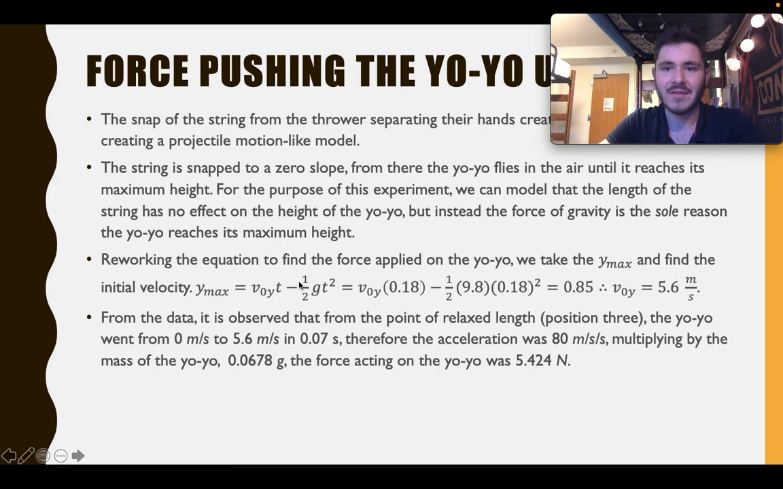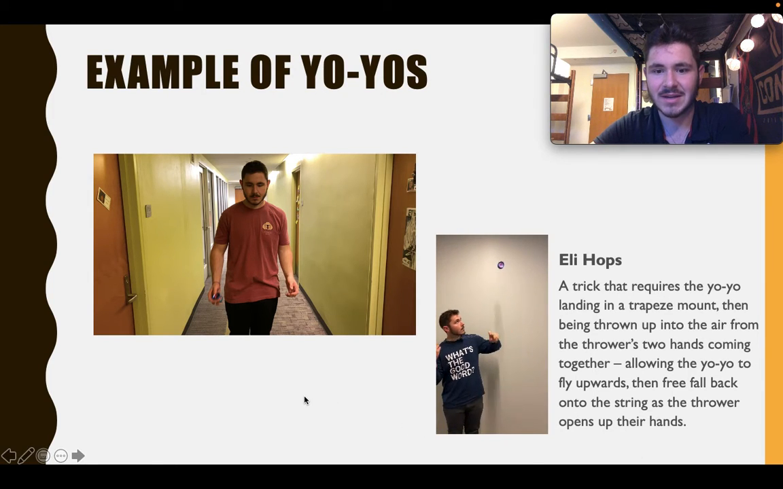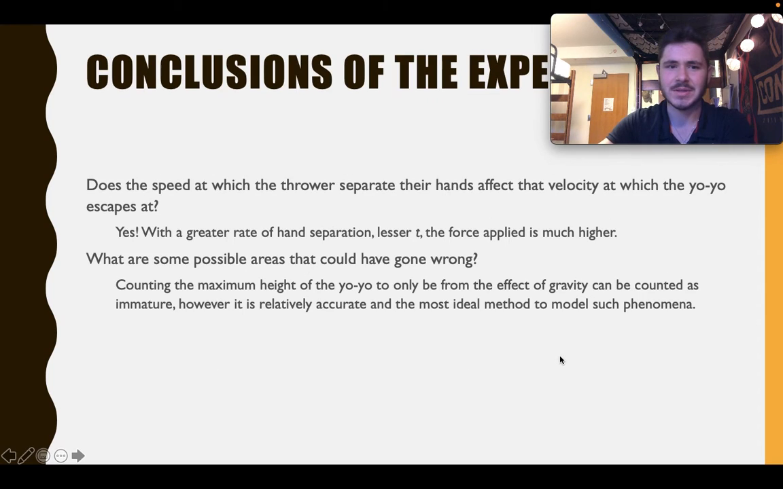So if we have its acceleration in its time interval, so if it started at 0 and it got to 5.6 meters per second, then we divide that by its time, and that's its acceleration rate, which we found here at 80 meters per second squared, which sounds extremely fast, but if you rewatch the video live, it is moving very fast in order to get that yo-yo going. It's only because it's on such a small scale that you wouldn't think twice about it. Therefore, we can find that the force acting on the yo-yo at its final form is almost 5.5 newtons.